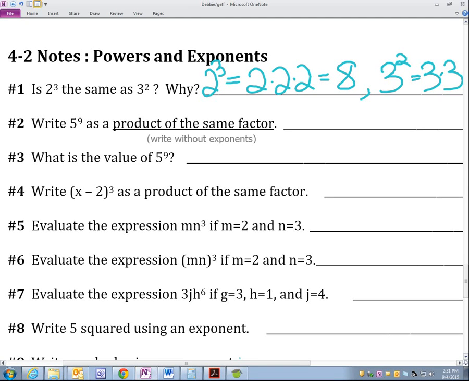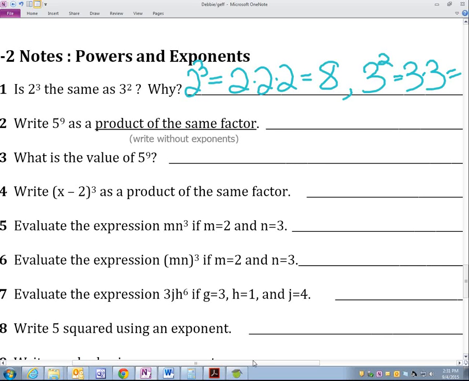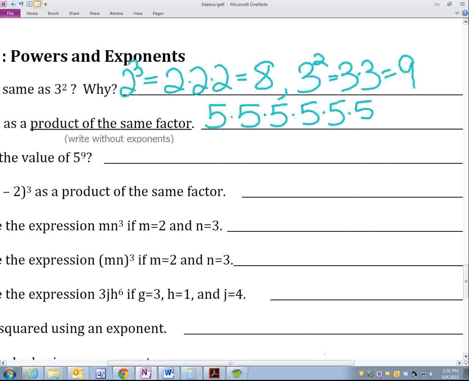So we have the product of the same factor, and all that's doing is just writing it out. Since it's 5 to the 9th power, that means I need to do 5 nine times: 1, 2, 3, 4, 5, 6, 7, 8, 9. Make sure you have the correct number of 5s. So that is writing it out as the product of the same factor.